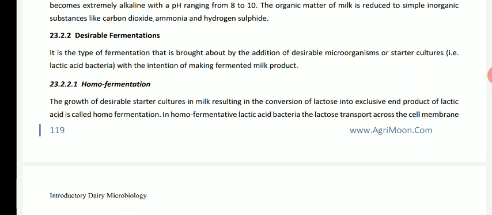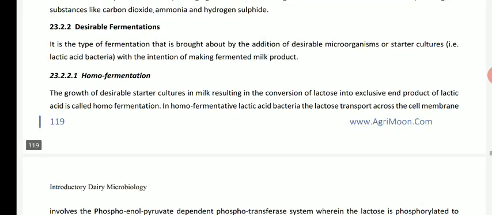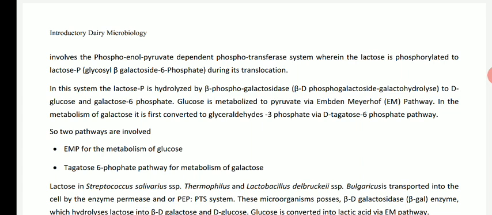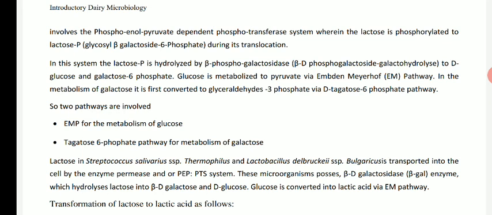So in homofermentative lactic acid bacteria, the lactose transport across the cell membrane involves the phosphoenolpyruvate dependent phosphotransferase system, wherein the lactose is phosphorylated to lactose phosphate, that is galactosyl beta glycoside 6-phosphate, during its translocation. Basically lactose is present in the outer medium, gets transported within the cell, and is fermented there. In this system, the lactose phosphate is hydrolyzed by beta phosphogalactosidase, an enzyme, to yield glucose and galactose. You know that lactose is a disaccharide, and it gets split by the action of the enzyme into glucose and galactose.